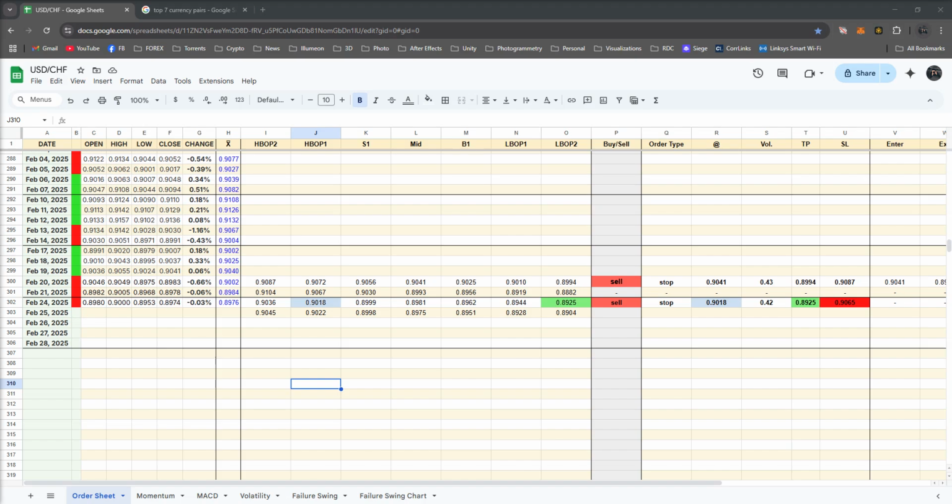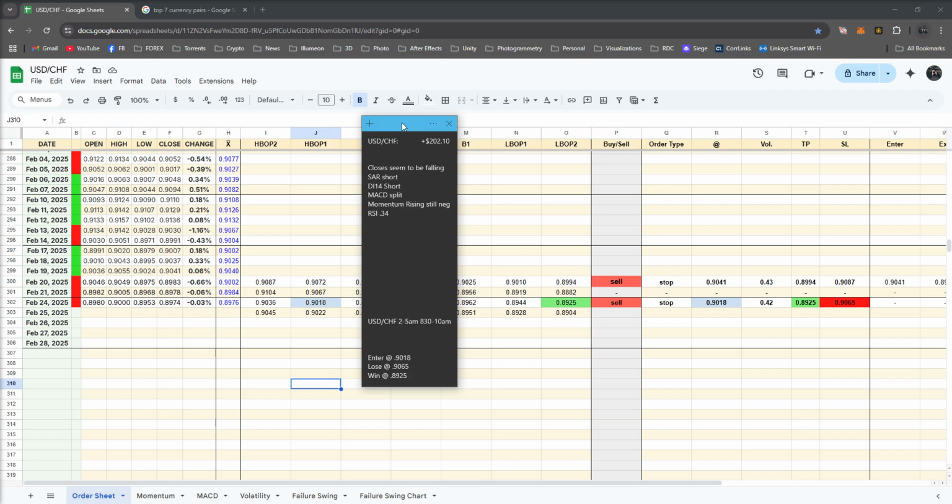All right, let's analyze this data. I've been keeping notes on a notepad here. So this was my trade. It did not execute, so we're going to have new information here in just a second.